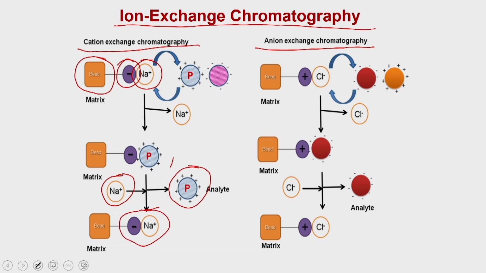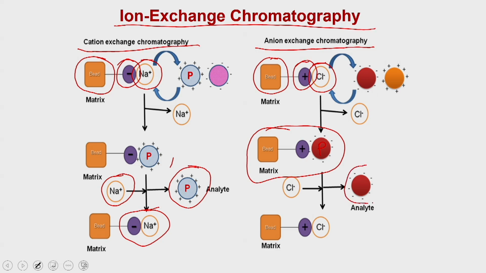So, that is cation exchange chromatography, whereas in anion exchange chromatography the bead has a functional group which is positively charged, and it has chloride as an immobilized ion. Your protein is exchanged with this chloride, and as a result the protein binds to the matrix. When you do the elution with the help of chloride ions, the chloride ions elute the analyte from the column, and ultimately the chloride ion binds again.